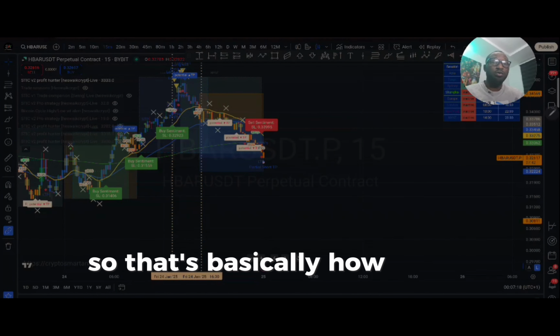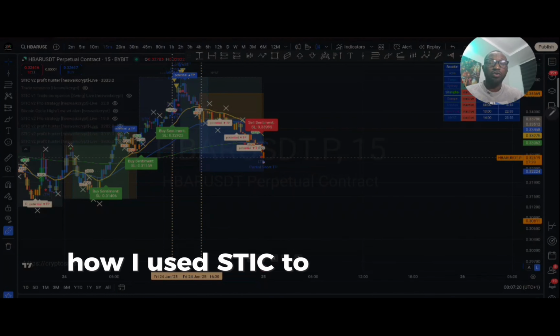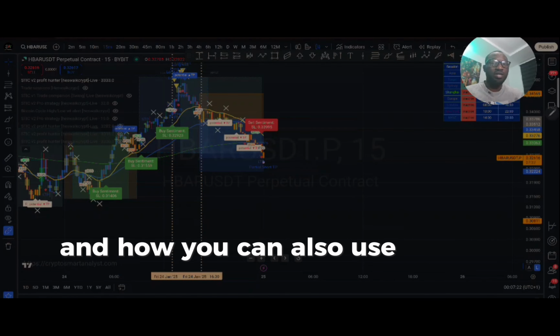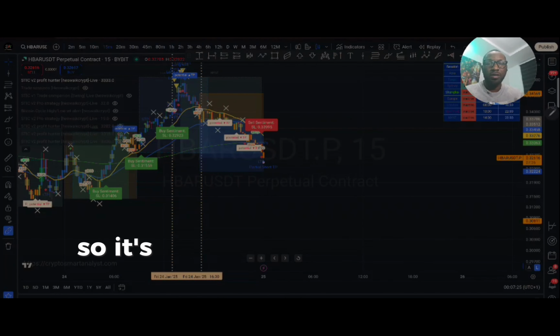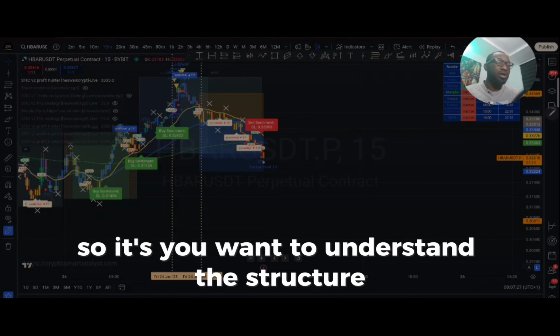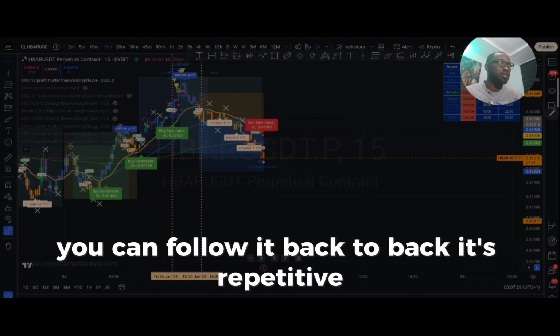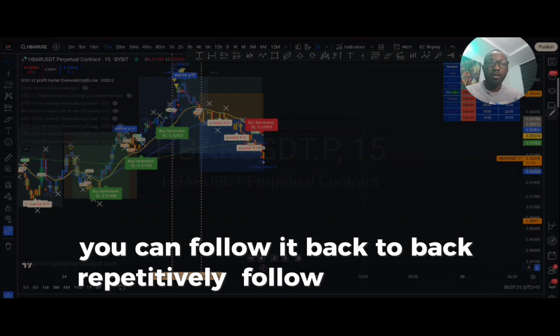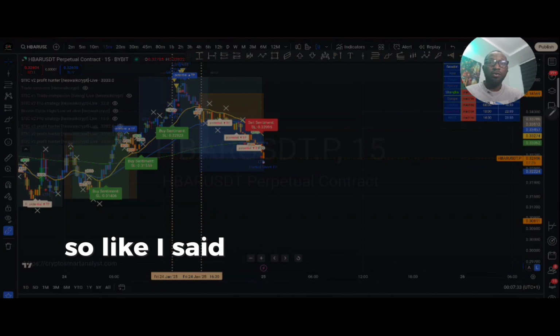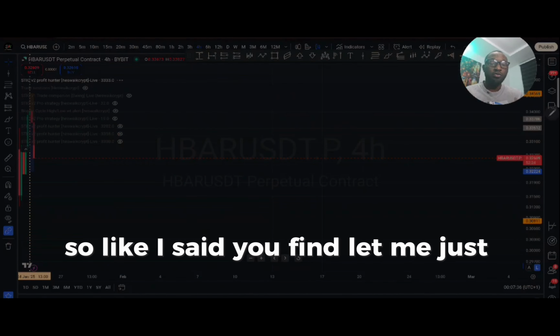So that's basically how I use stick to trade each bar, and how you can also use it to analyze any chart. Once you understand the structure, you can follow it back to back. It's repetitive. Let me just recap.